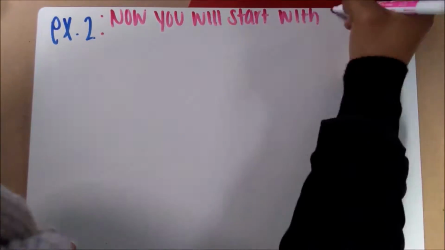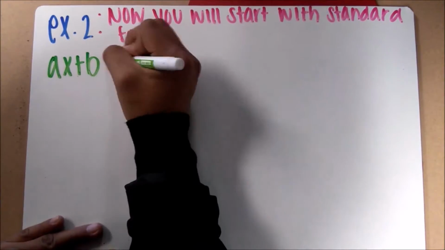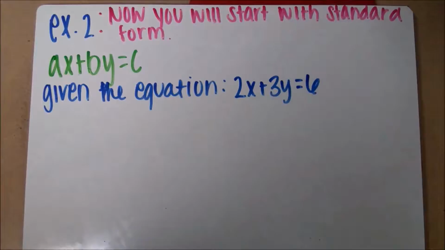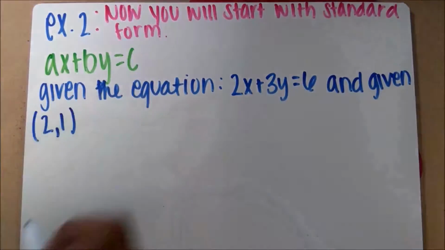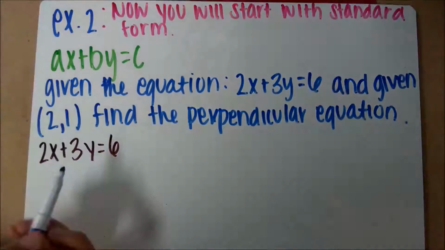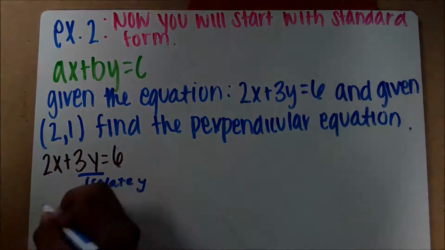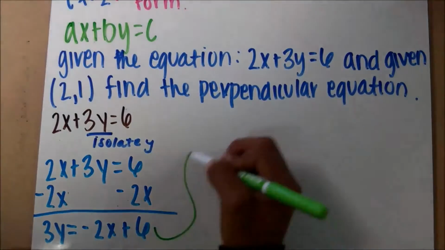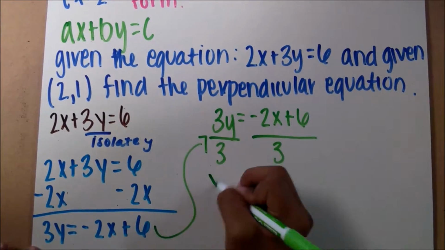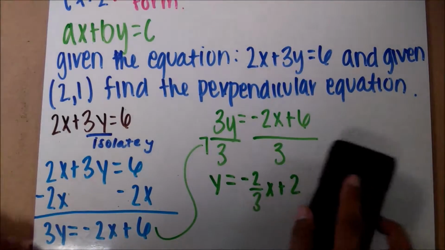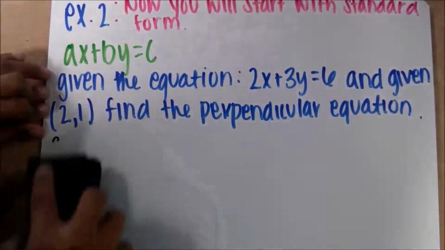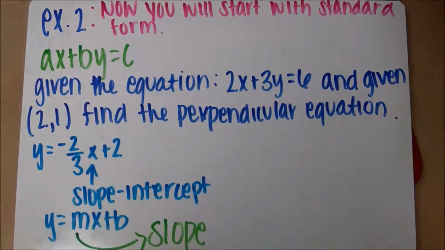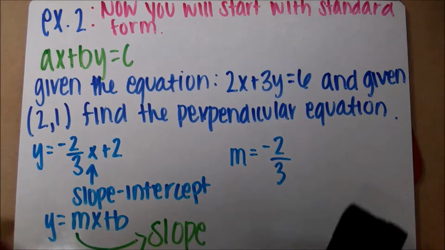Example 2 will start with standard form. Standard form is ax plus by equals c. The line given is 2x plus 3y equals 6, and the point is 2, 1. Since you are starting with the standard linear form, your goal is to isolate the y. First you subtract 2x from both sides. You then continue to isolate y by dividing both sides by 3, getting y equals negative 2 over 3x plus 2. This is the slope-intercept form, which is y equals mx plus b, meaning negative 2 over 3 is m and m is the slope.